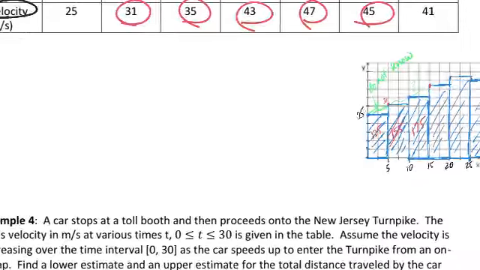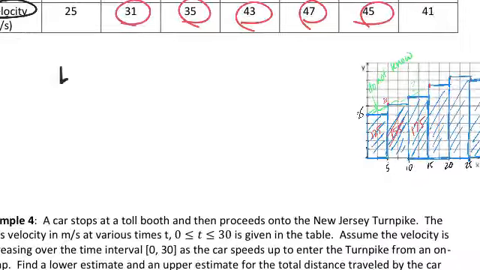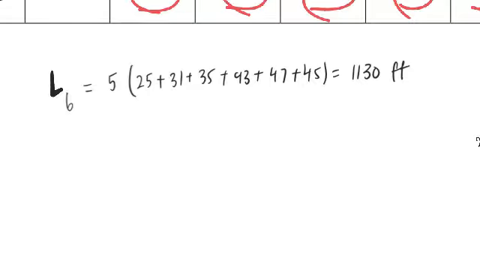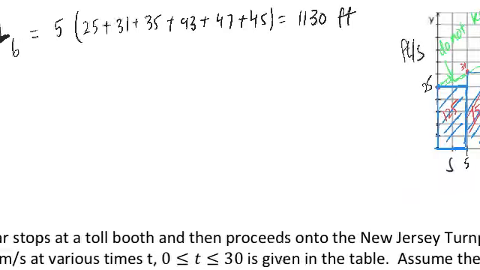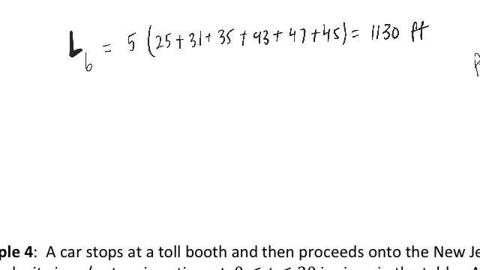So the Riemann sum here would look like L6, the way I wrote it, right? And that's equal to 5 times, I can pull the 5 out, (25 + 31 + 35 + 43 + 47 + 45), and this will be 1,130 feet, right? Notice my units: if velocity is in feet per second and time is in seconds, when you multiply those, the seconds cancel and your answer is in feet, okay?